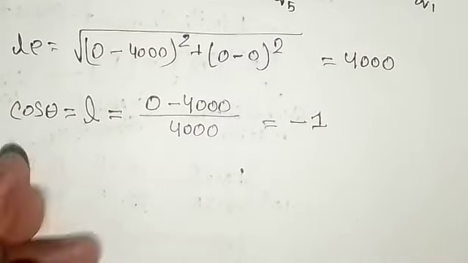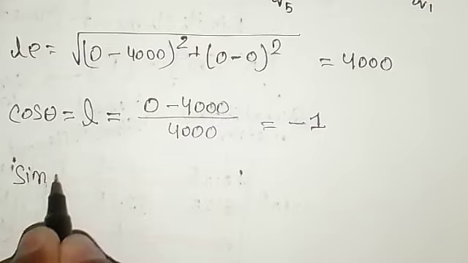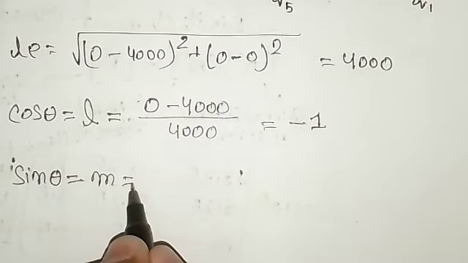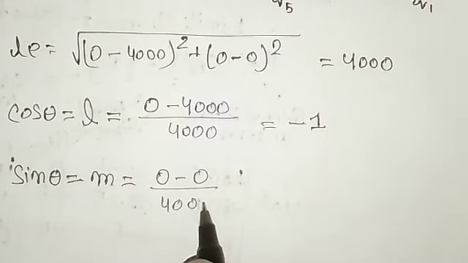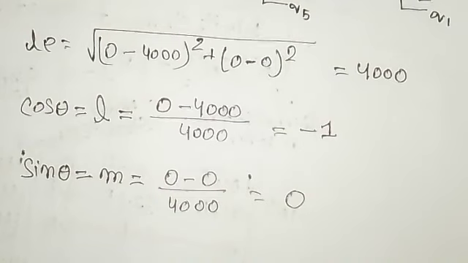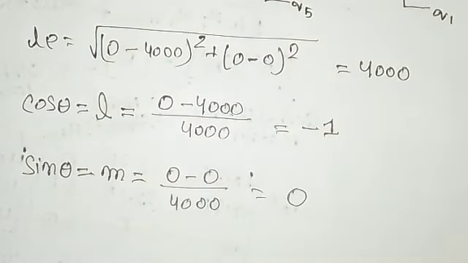Then we'll find out the sine theta, that is M. Sine theta is equal to M, which is (y2 minus y1) by LE, means 0 minus 0 by 4000. So this is 0. Then we will find out the stiffness matrix, which is K. So now we have to find out the stiffness matrix K2, right?